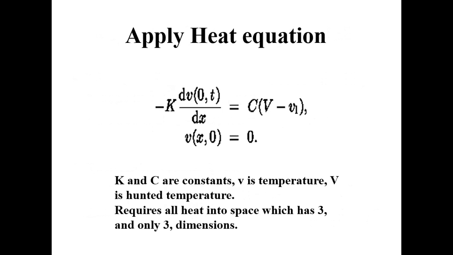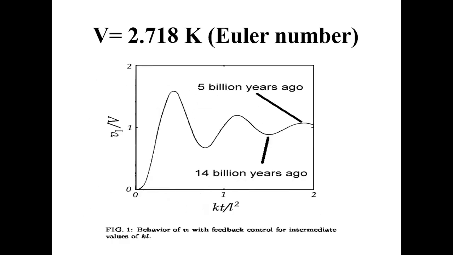This is now simple math, apply the heat equation. This is done in lots of books. And what you end up with is something like this. You'll note that in our equation, we determined that the average temperature, that's to say the factor in front of the spiral galaxy factor, was 2.718. That is the hunted temperature, meaning the thermostat setting.